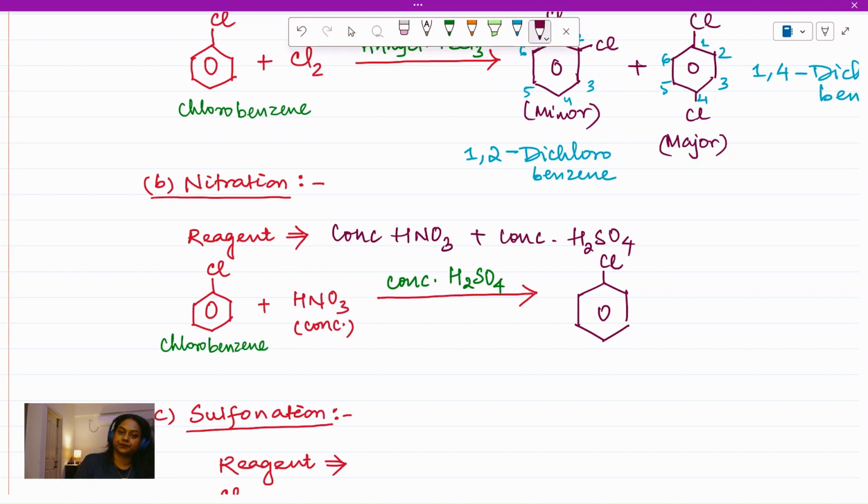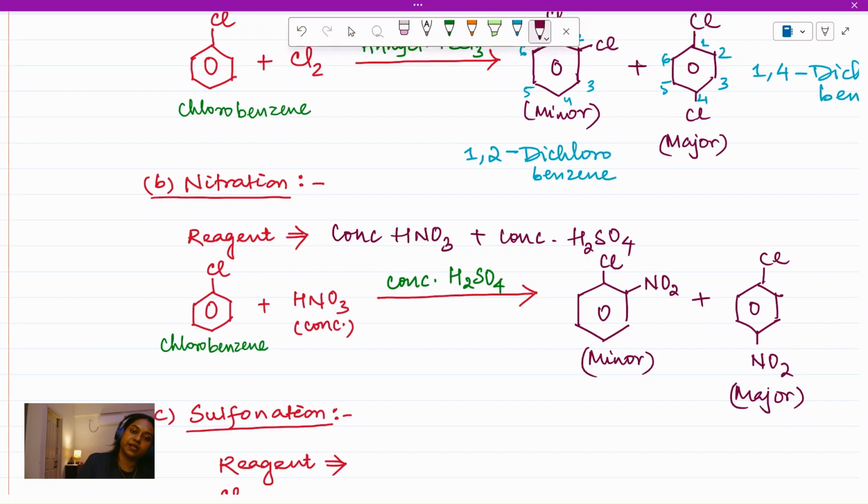This is simple. Nitro group will attach at ortho, and one product will be nitro at para. Now, which is major? Like every other case, para is major, ortho is minor. How do we name it? What are the IUPAC names of these two?